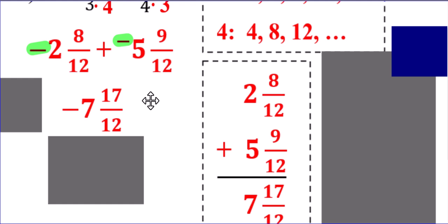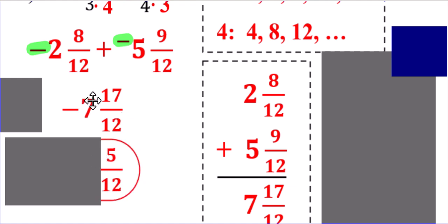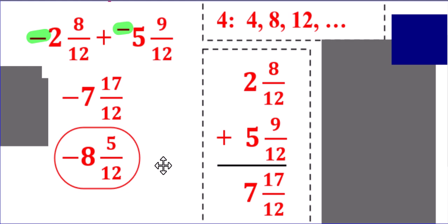Oh, this is one of those improper fractions in a mixed number, like problem number 1 on the first page. 17/12 would be 1 and 5/12. Add the 1 to the 7, and that's going to make 8 and 5/12. Throw the negative back on it, and there is your final answer.